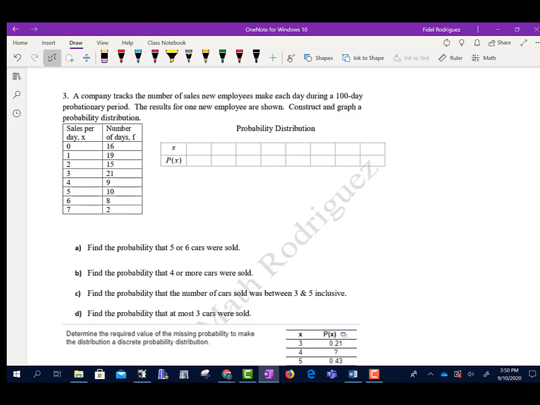Okay, so if I look at this table here, let's look at what this table is telling me. The first column here is telling me, why does my pen keep freezing?